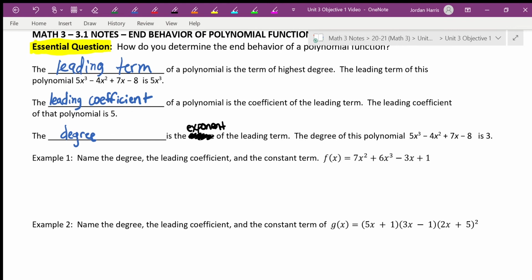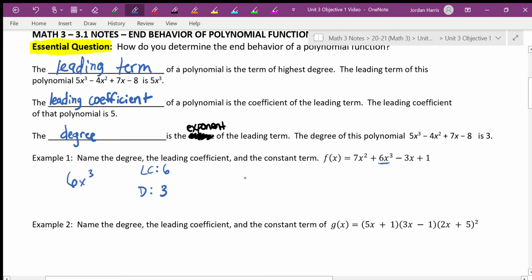Example 1, name the degree and the leading coefficient and the constant term. Okay, so we need to find the highest, the degree is the highest power, so right here. So my leading term is 6x cubed. The leading coefficient is 6. The degree is 3. The power is 3. The number in front is 6.